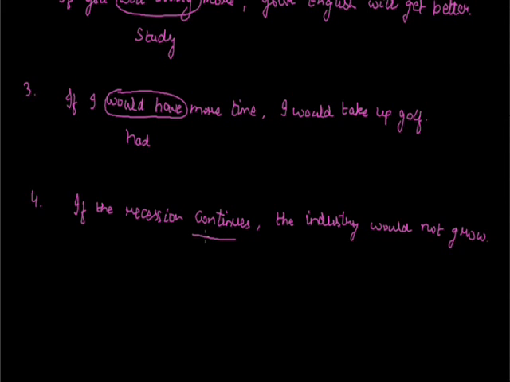But according to the first condition, that is the possible condition, we have first form of verb in the conditional clause, and again will plus first form of verb, that is simple future, in the result clause. So here in place of would, the correct modal is will. So according to the first condition, possible condition, if the recession continues in the present time, the industry will not grow in the future.